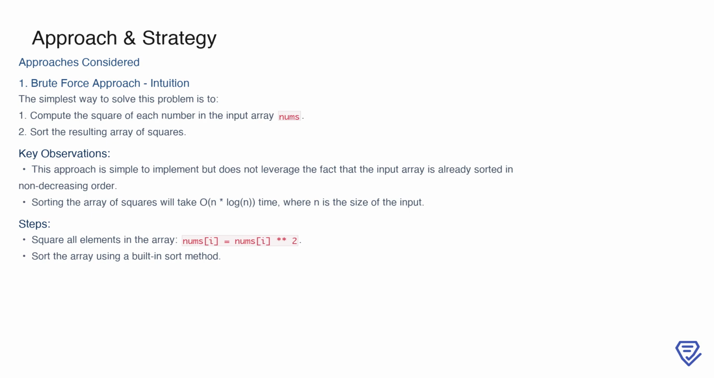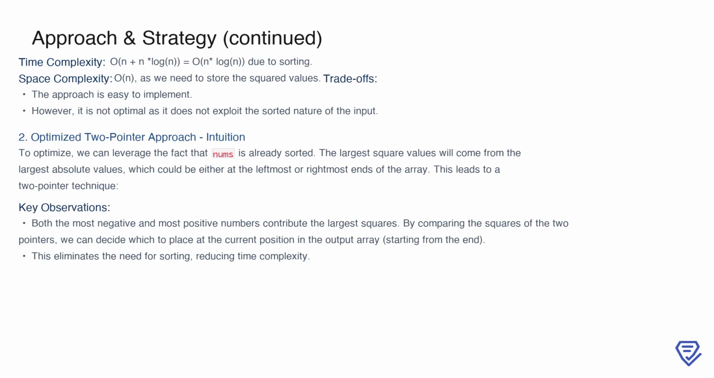This inefficiency arises because we use a sorting step, which dominates the overall time complexity, making it O(n log n) for an array of size n. Additionally, we need extra space to store the squared values, resulting in a space complexity of O(n). So, while simple, this approach is not optimal. The brute force method, as we just discussed, has a time complexity of O(n + n log n), which simplifies to O(n log n) due to the sorting step.